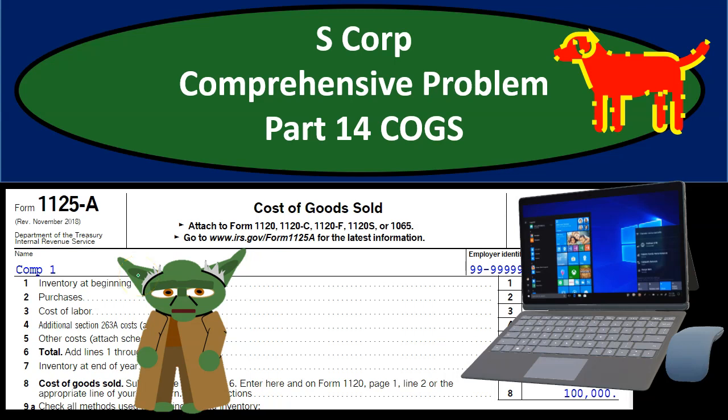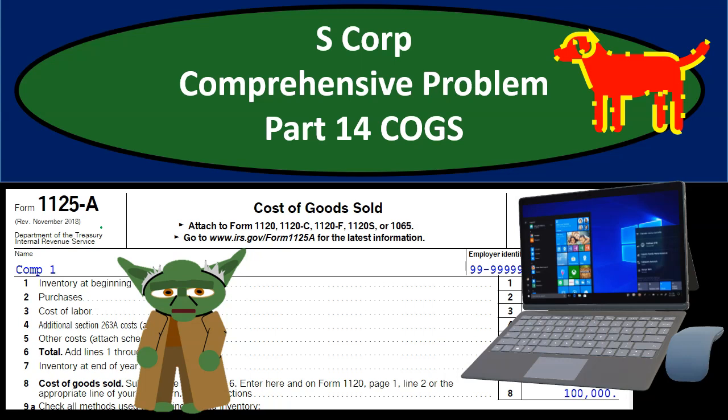In this presentation, we will continue on with our S Corporation comprehensive problem part number 14. We're going to be focusing in on the cost of goods sold calculation that can be found on Form 1120S. We'll be putting this into tax software, that being Lacerte, owned by Intuit, the owner of QuickBooks. Other data input software for tax software and the generation of forms will be similar.